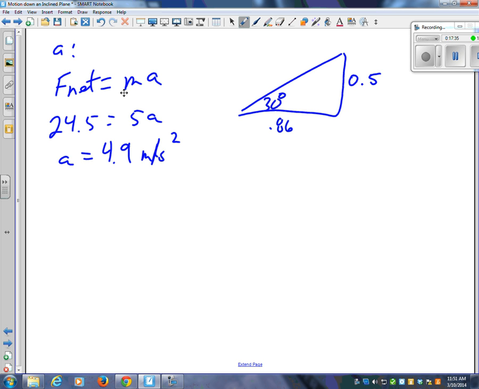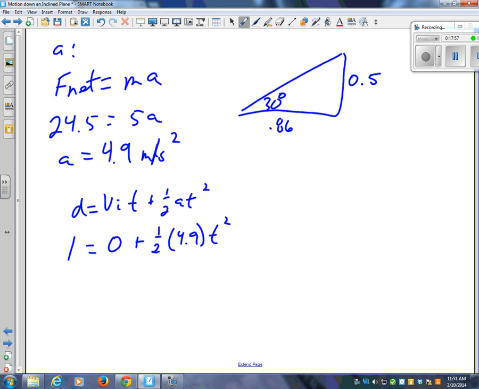Here's where we do our bridging, and we go to d equals vit plus 1/2 at squared. So that's going to be a distance of 1 meter down the ramp. 0 is our initial velocity. 1/2 the acceleration is 4.9 t squared, giving us a t value of 0.64 seconds.